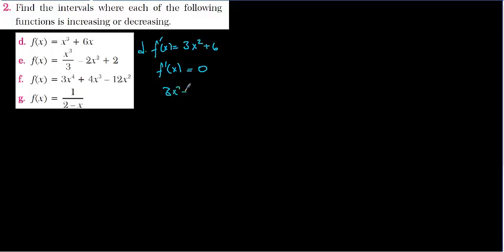3x squared plus 6 is equal to 0, 3x squared is equal to minus 6, it's going to be x squared is equal to minus 2, which is not possible in real numbers, and graphs are drawn in real numbers. That's why we are always working in the real number set for increasing and decreasing intervals.